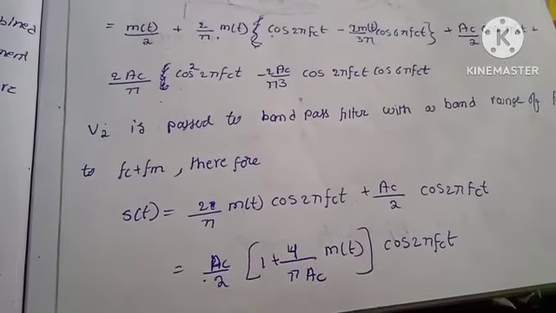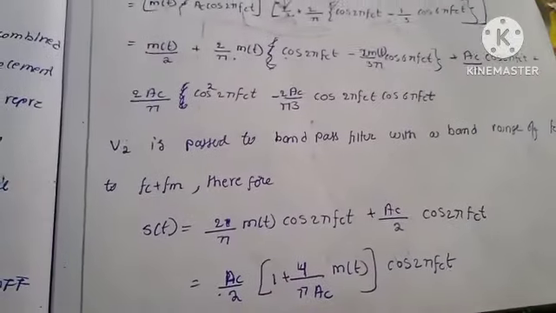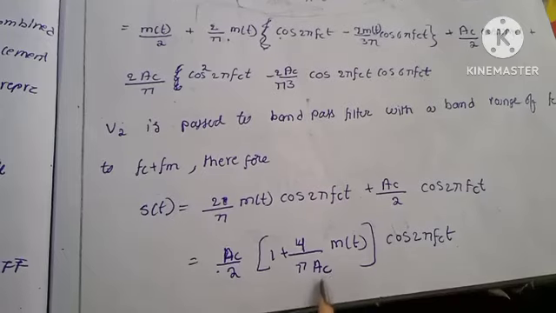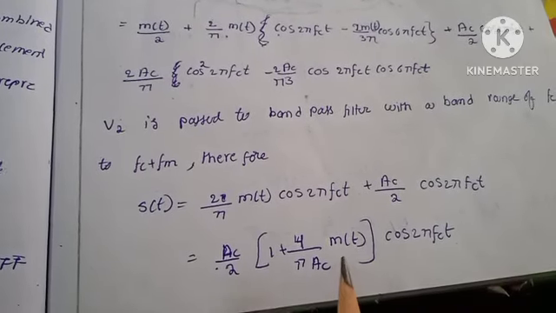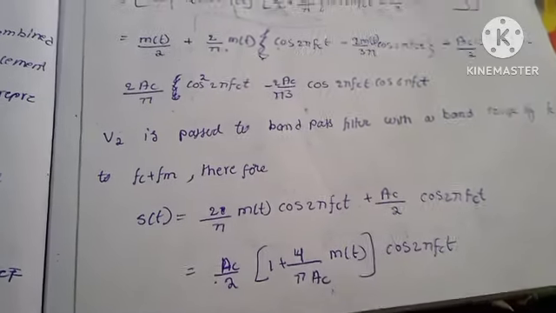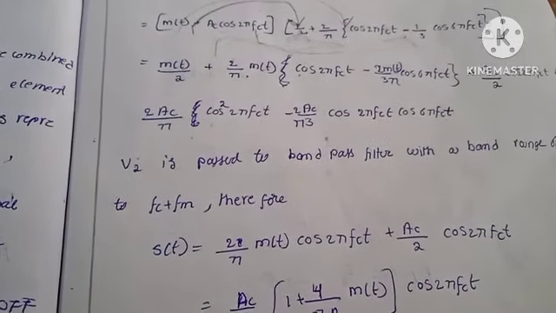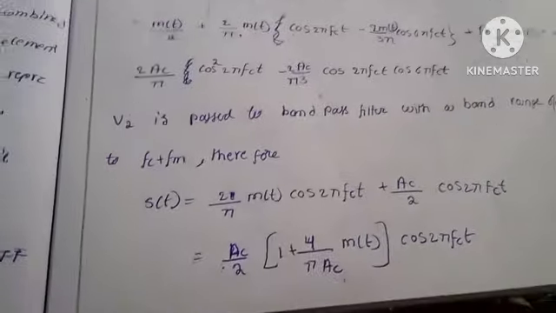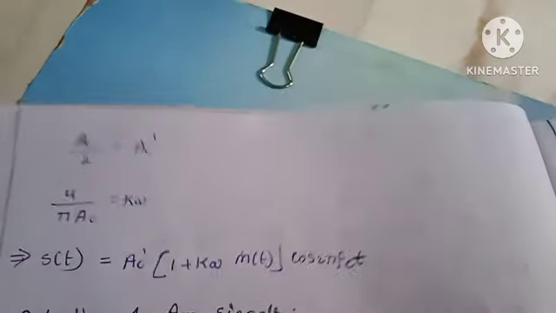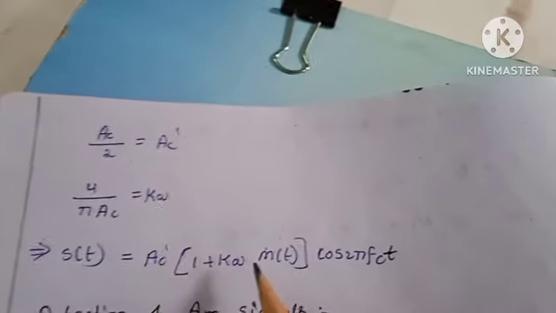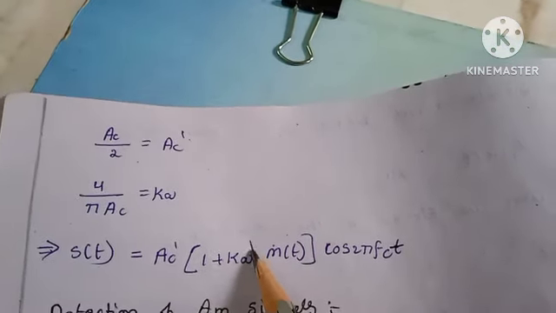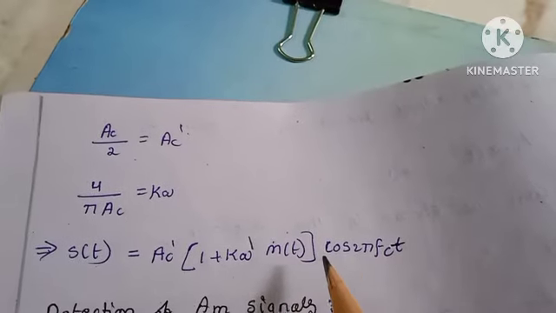Then finally, assume Ac by 2 as Ac dash and 4 by pi Ac as Ka dash, which is the amplitude sensitivity that controls the depth of the modulation. The final expression becomes s of t equals Ac dash into 1 plus Ka dash m of t cos 2 pi fc t.